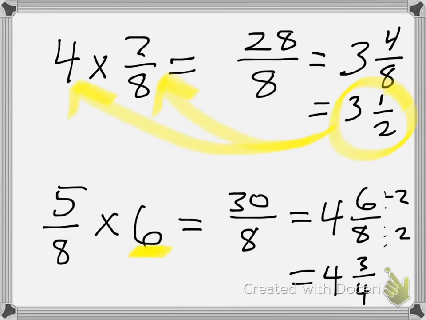30 divided by 8. 4 3/4. Is that larger or smaller than 6? It's smaller. Because I multiplied by a fraction, I get a smaller number, and that's the whole point. If we multiply by 1, we get the same number we started with.